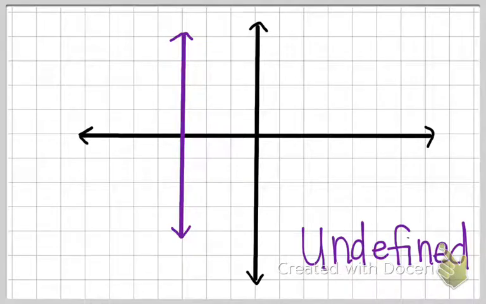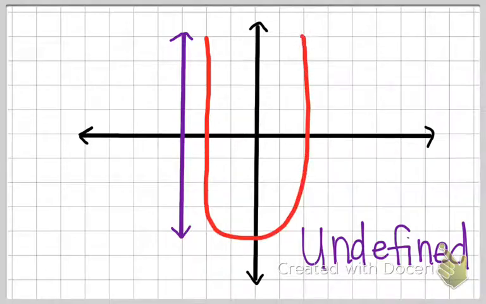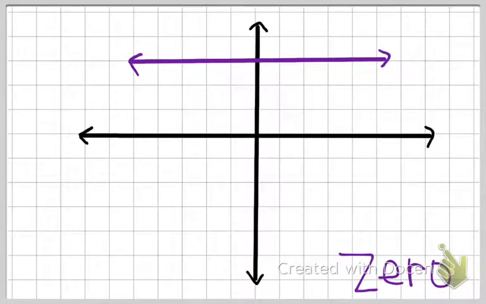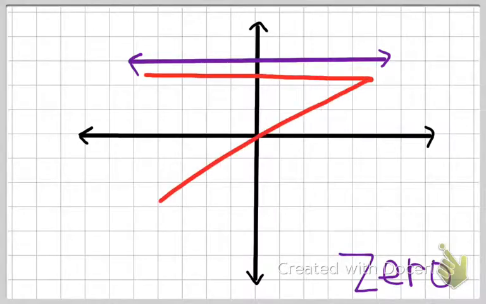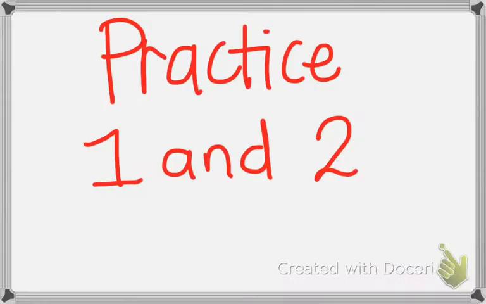Graphs that are vertical can help us create the letter U. This will help us remember that it is undefined. A graph that is horizontal helps create the letter Z, so we can remember that this line has a slope of 0. Complete practice 1 and 2. If you need to, you can go back on the video for extra help.